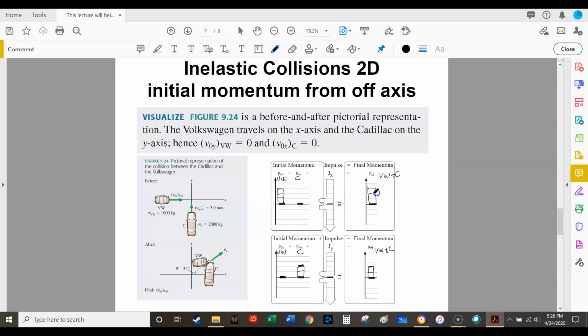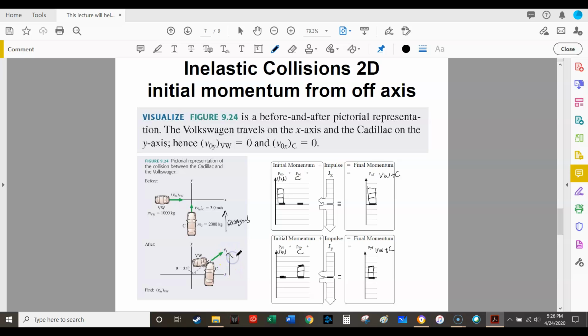I'm just marking up the document, and I'm kind of making some guesses as to its momentum. So the momentum in the y direction of this guy is going to be 2,000 times 30. So it's going to be 6,000 kilogram meters per second.